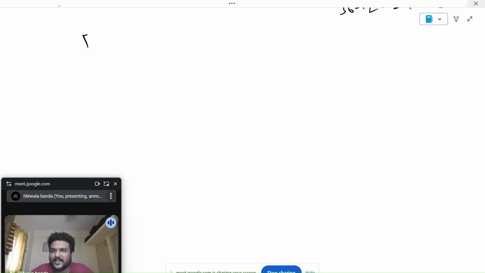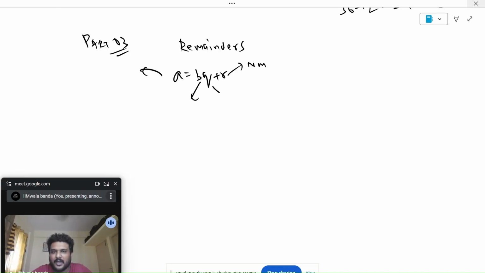Now let's go to part 3. Part 3, basically we will talk about remainders, and this is where the actual number system comes into place, and it's the interesting part. Any number, if you divide by another number, will give you some kind of a remainder, or it will not give you any remainder. But in general, I can write any number as a equals bq plus r, where r is your remainder. A, b and q are the dividend, divisor and quotient, but you don't need to worry about all of that.